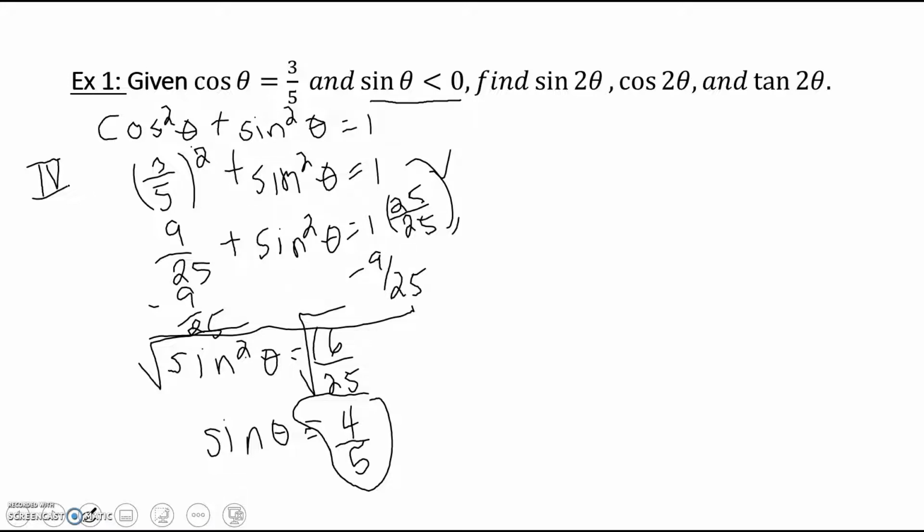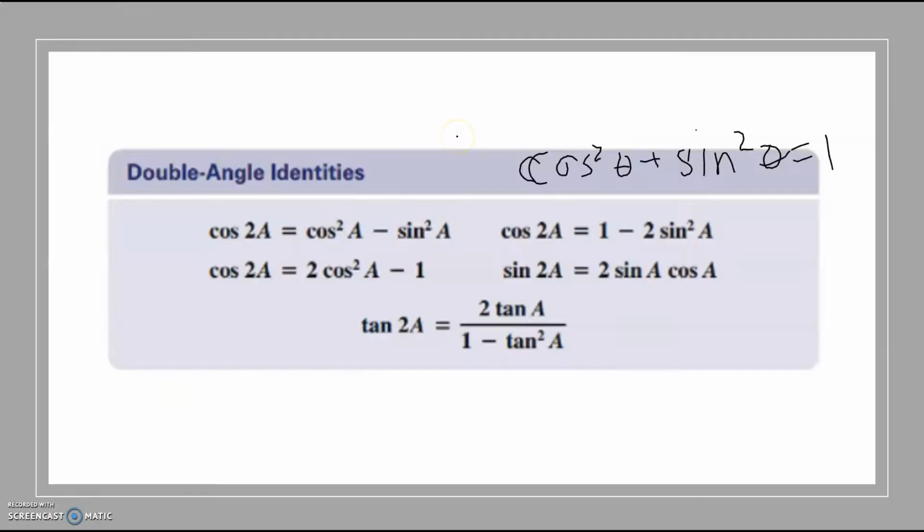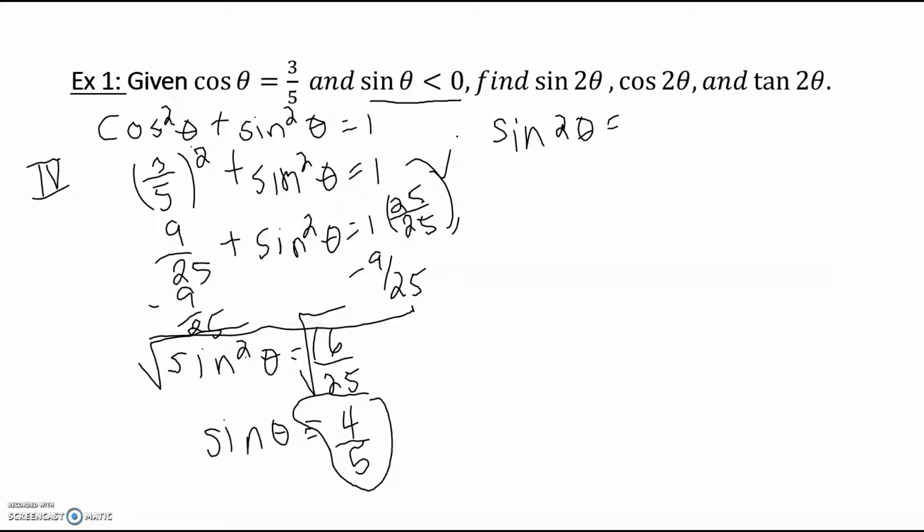Alrighty. So now we want to find the double angles for sine, cosine, and tangent. So sine of 2 theta, if we go back and look at our formula, sine of 2 theta is 2 times the sine of theta times the cosine of theta. So twice sine theta, cosine theta.